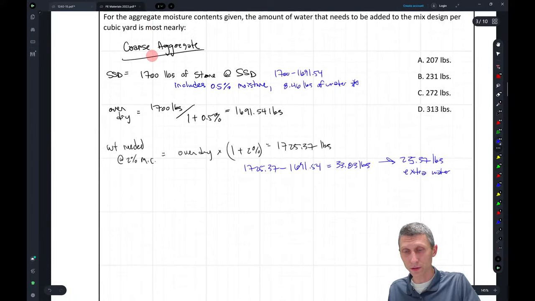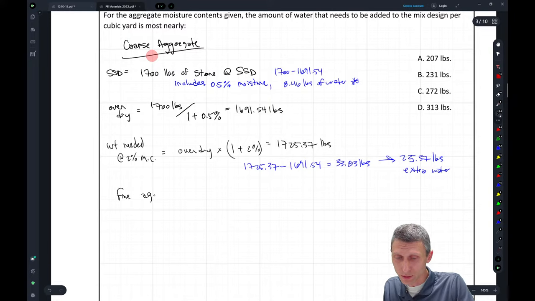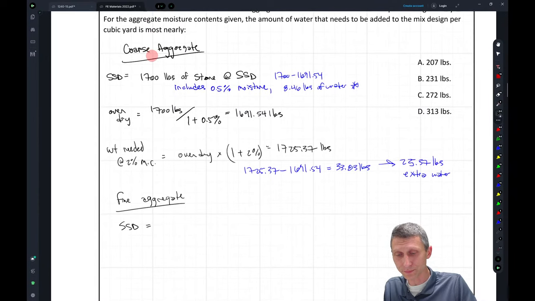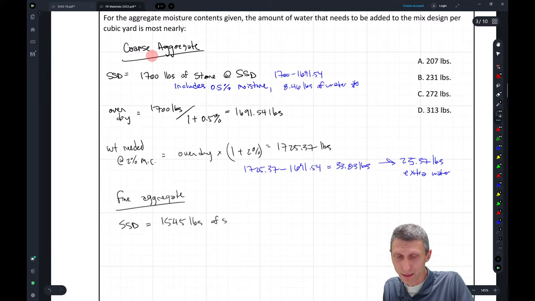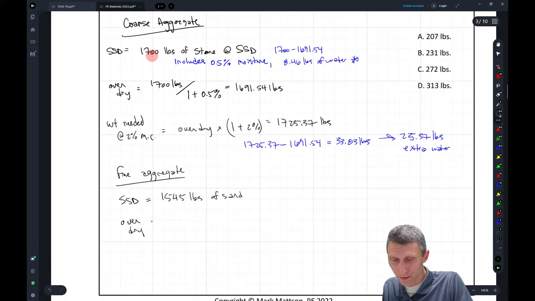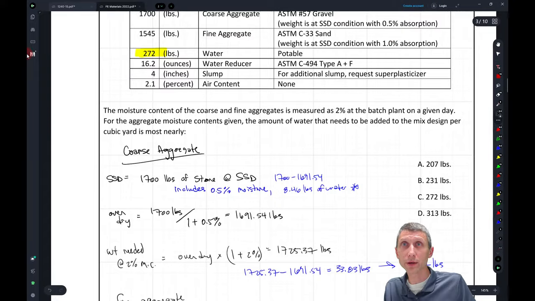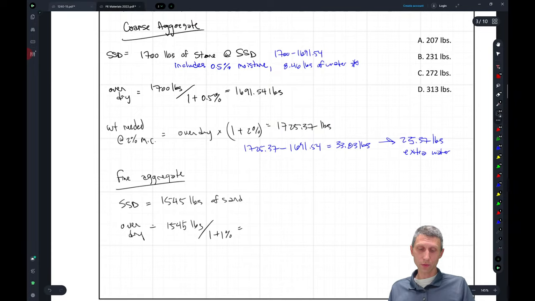Okay, so the second one I'm going to do here is the fine aggregate. And this one will be a little bit quicker because I probably already talked about it way too much. But SSD condition, what do we have? We have 1545. So that's 1545 pounds of sand. That's our fine aggregate. Okay, the oven dry condition, we're going to say 1545 pounds divided by 1 plus, I think this is what, 1%? Our absorption is 1%. So that's going to be divided by 1 plus 1%. And when we do that, we're going to get 1545 divided by 1.01.